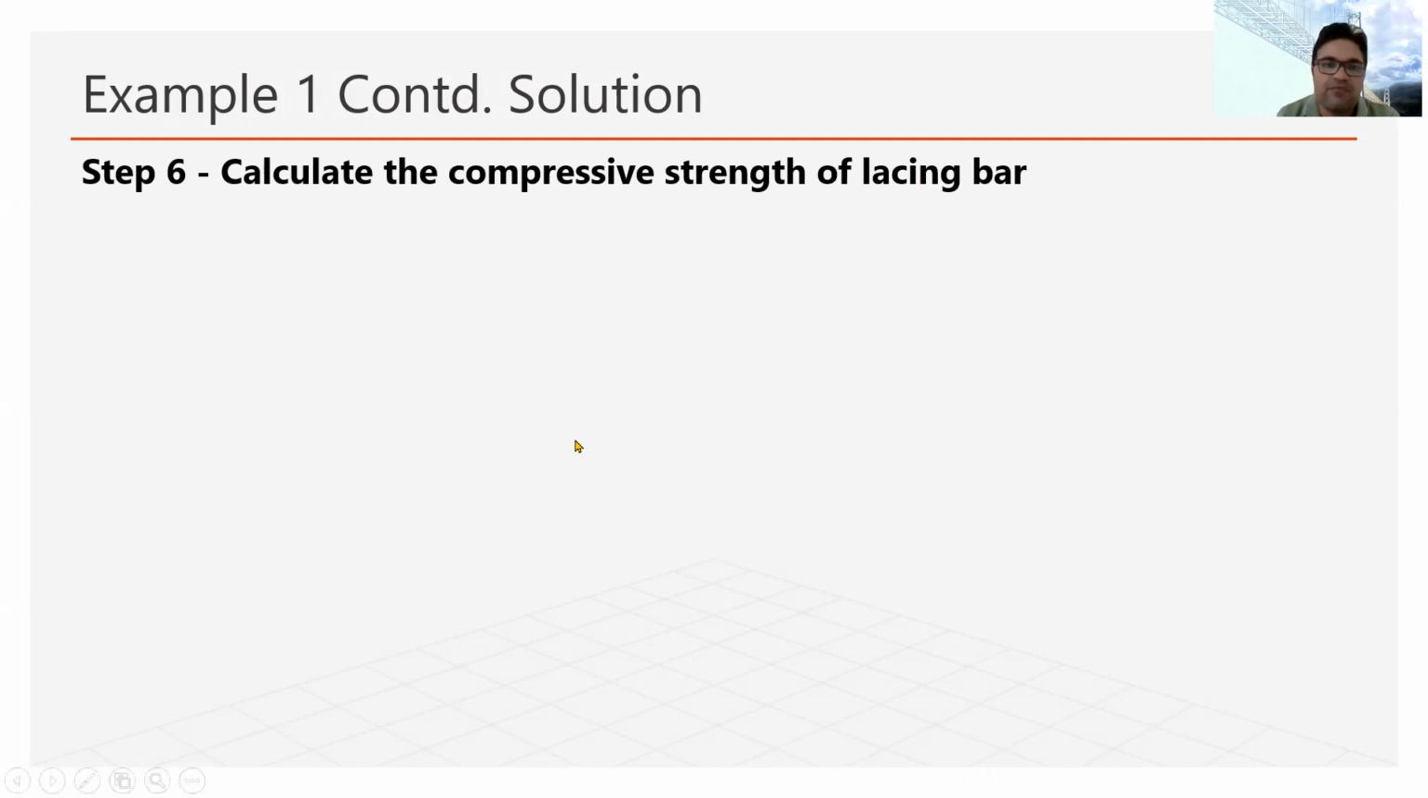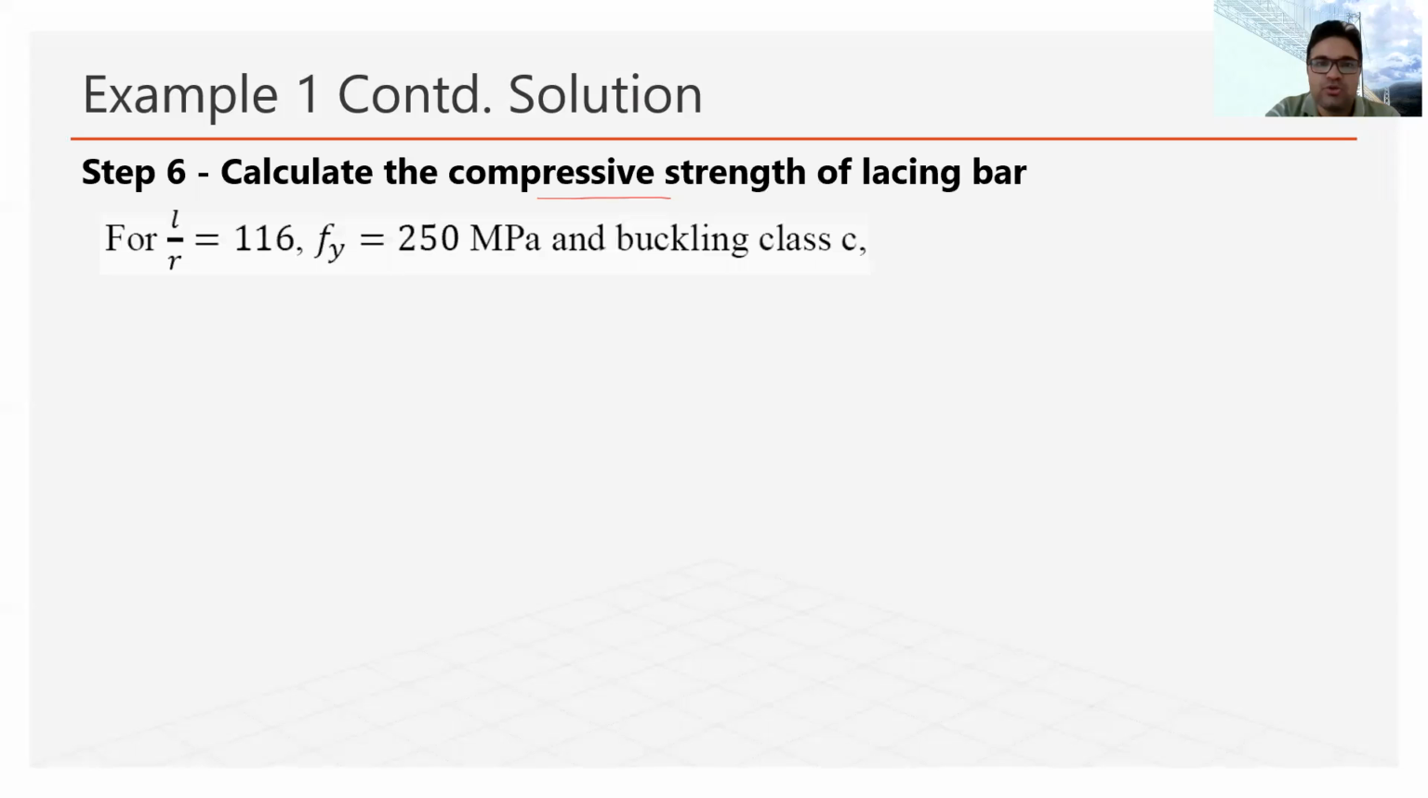In step 6 we are supposed to find out the compressive strength of the lacing bar. We have seen that formula earlier. The compressive strength of the lacing bar depends on FCD, and FCD depends on the lambda value and the Fy value. We know that our built up column and whole its section belongs to class C. I have discussed this earlier also. So we are going to find out the FCD value from table 9C.